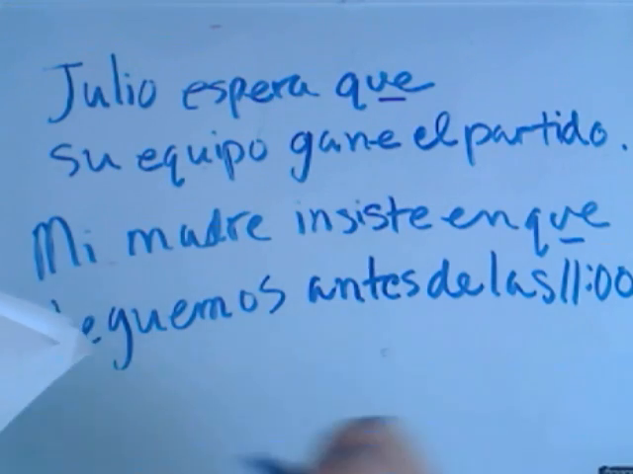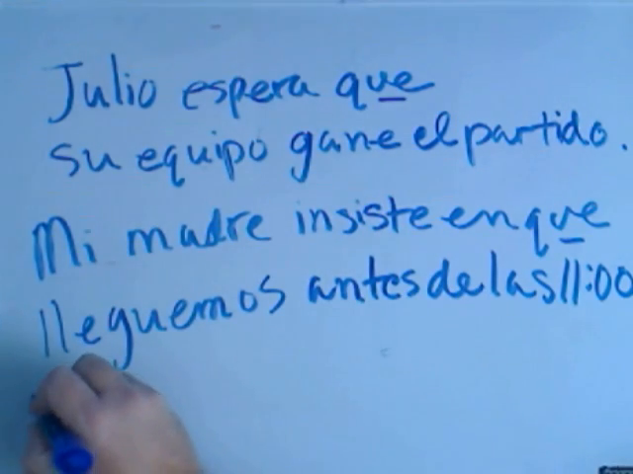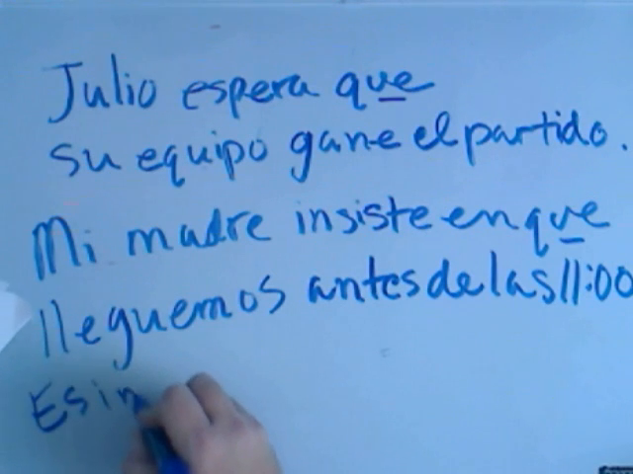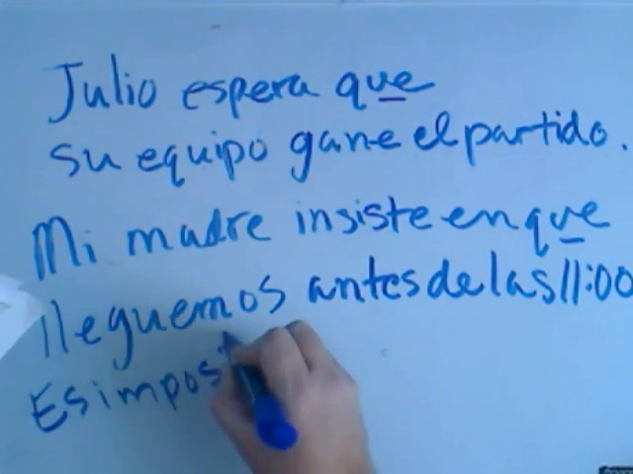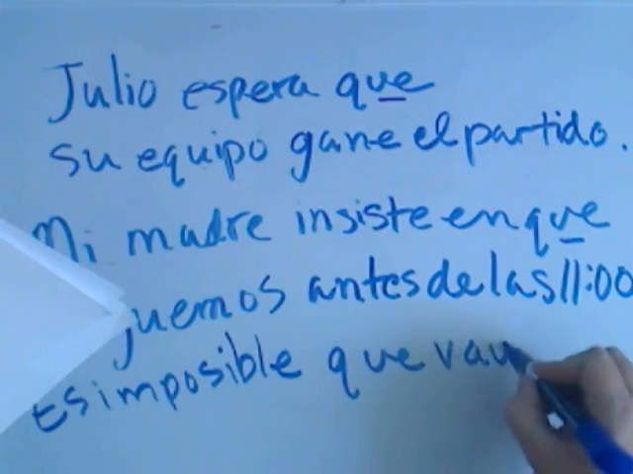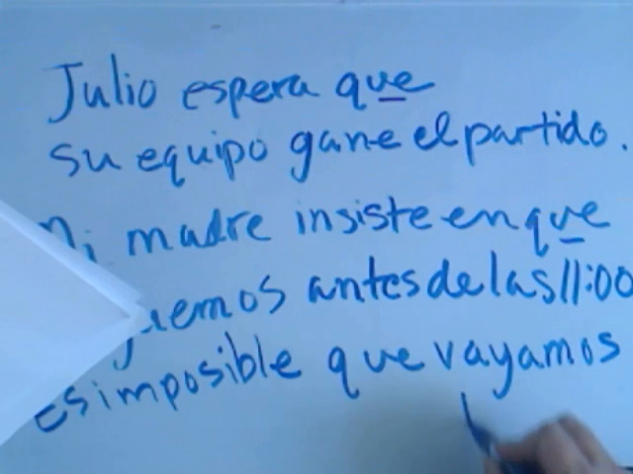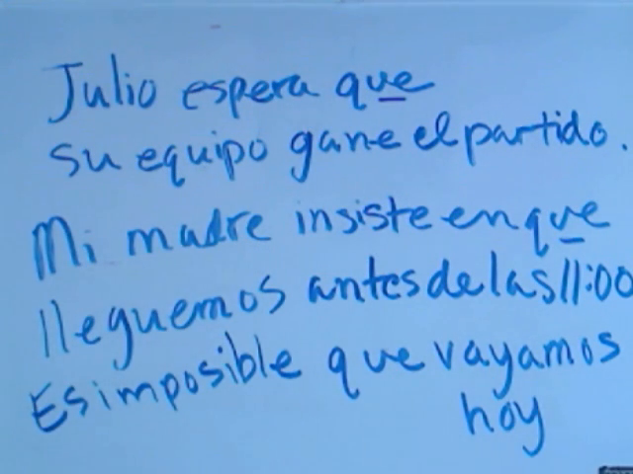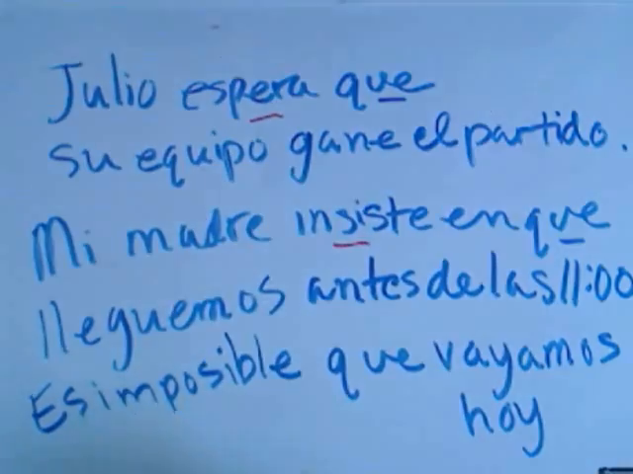One more. This one will use an impersonal expression. Es imposible que vayamos hoy. Remember, we're putting these in the present tense for now. Es imposible que vayamos, present subjunctive. And again, what we're going to do is convert the verbs in the main clause to the past tense. In many cases, it's going to end up being in the imperfect.